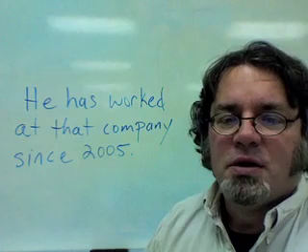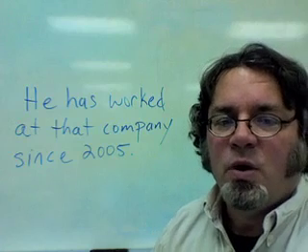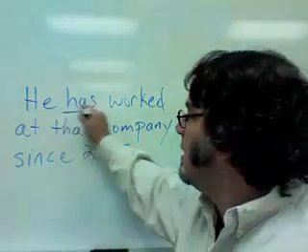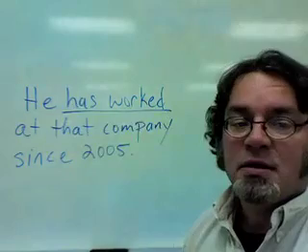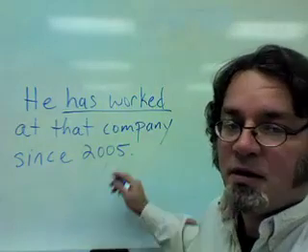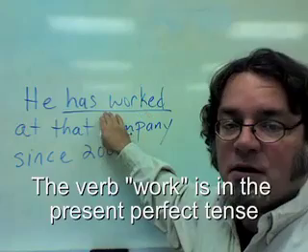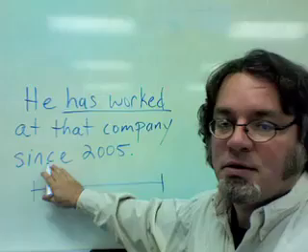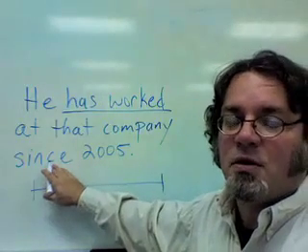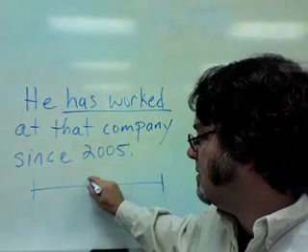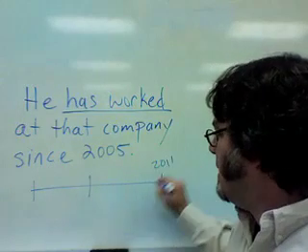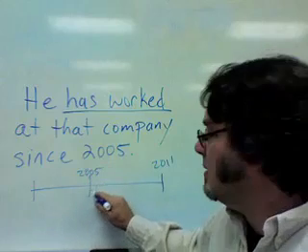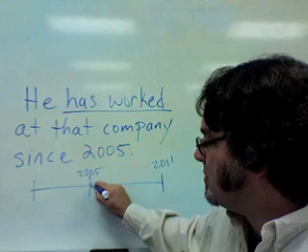Another way to use since is with the present perfect tense. In this sentence, he has worked at that company since 2005. The verb work is in the present perfect tense. And the word since indicates when something started. So if this is 2011 and this is 2005, he has worked at that company since 2005.